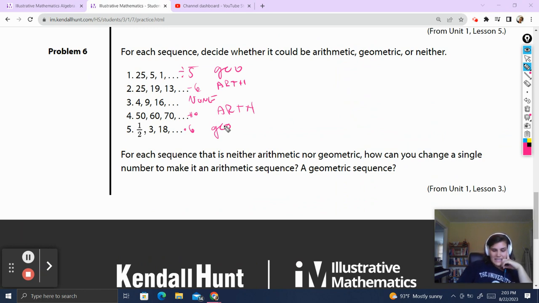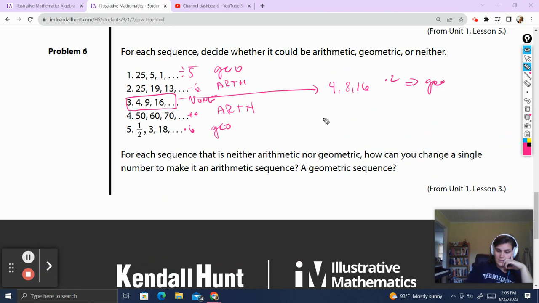For each sequence that is neither arithmetic nor geometric, how could you change a single number to make it an arithmetic sequence or a geometric sequence? Well, if I took this and I said 4, 8, 16, then we're multiplying it by 2 each time, and it turns it into a geometric sequence. If I said 4, 9, and I added 5, I would change the 16 to 9 plus 5, which is 14, and now it's a plus 5 rule, and that turns it into an arithmetic sequence.